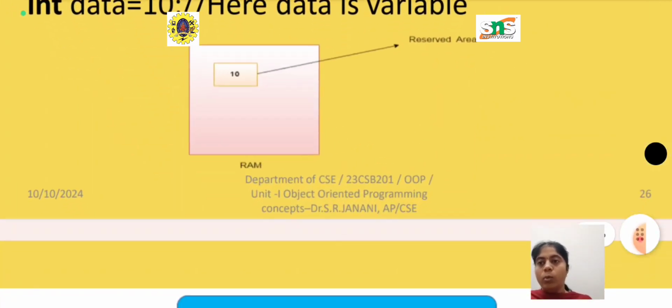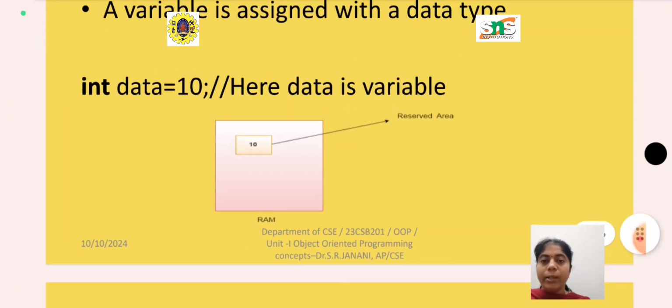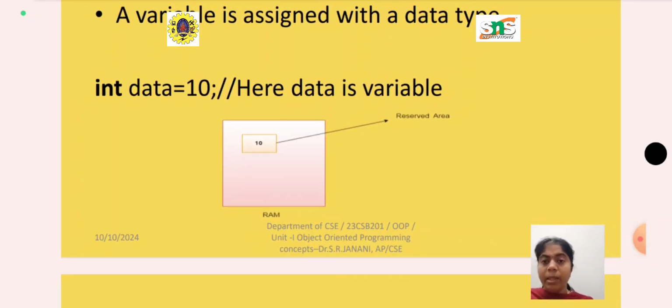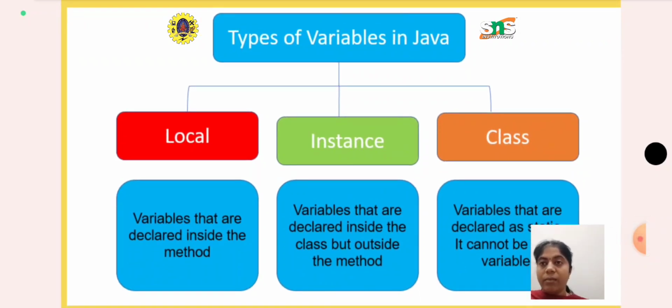In memory, what will happen is that under the name data, 2 bytes will be allocated because it is of type int. In RAM, memory will be allocated, and this is a reserved area. I'm initializing data equal to 10, so that value will be assigned to the particular space for the variable data. It also has a memory address, which is not visible to the users, but if you want, you can print the address of the particular variable name.